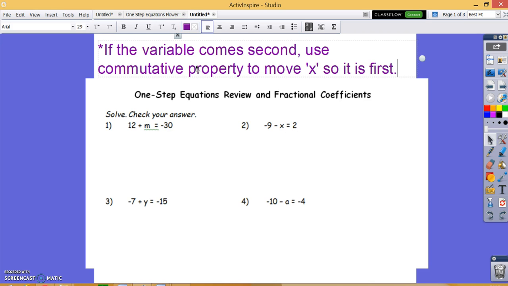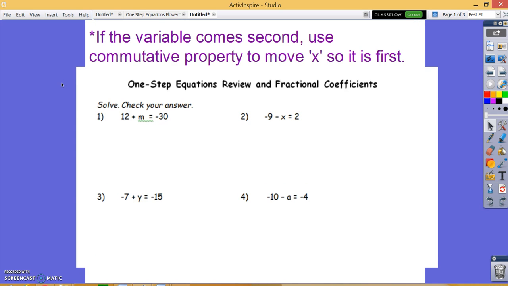If the variable comes second, like in this problem, 12 plus m, or this problem, negative 9 minus x, we're going to use the commutative property to move x so that it's first. Now, the thing about commutative property that you have to remember is we can only use it with addition and multiplication, but that doesn't apply here. We can't use it with subtraction, so we'll talk about what to do in that situation a little bit later.